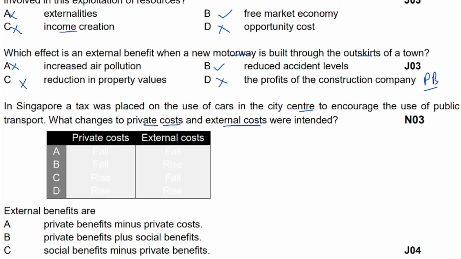So if the government is imposing tax, then private cost will rise because the people who will be using their cars will have to pay more taxes, so their cost will rise.